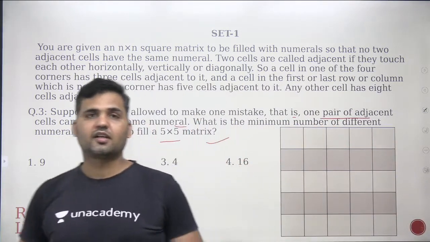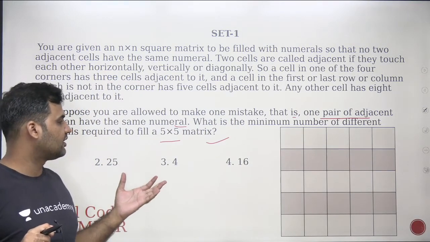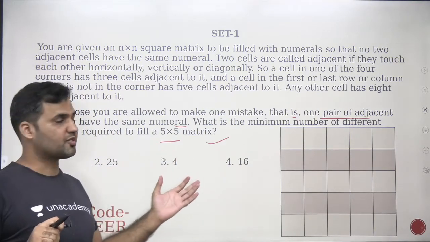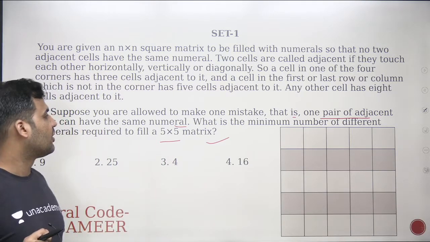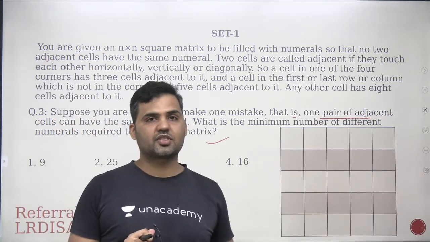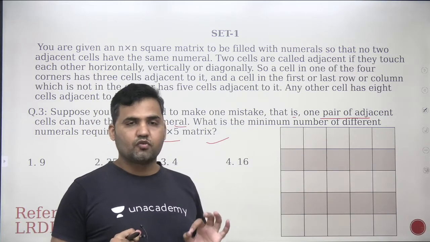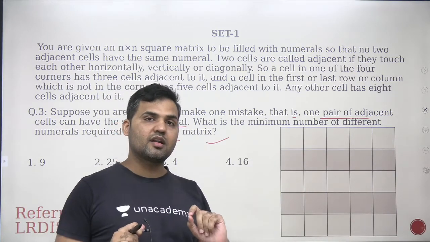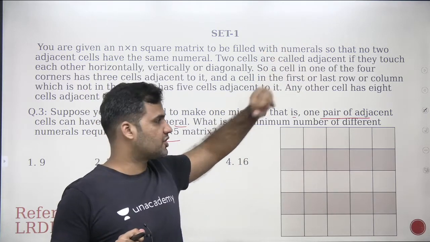The question is good, right? But the options are really senseless, so there's no point looking at the options. You can answer the question, because the question is saying that now you are allowed to make one mistake. That means in two adjacent cells you can place the same number. Once you commit a mistake, you cannot repeat that mistake. Then you have to follow all the rules that have been given in the instruction part.